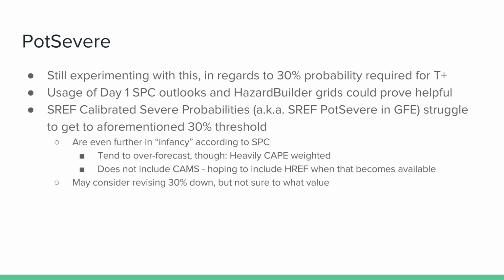So we may consider revising that 30% value down, but we're not sure what value. Certainly, if you want to email the NWS Forecast Builder or post a note on the VLab site, we'd love to hear your experience with probability severe, anything that you may have found useful.